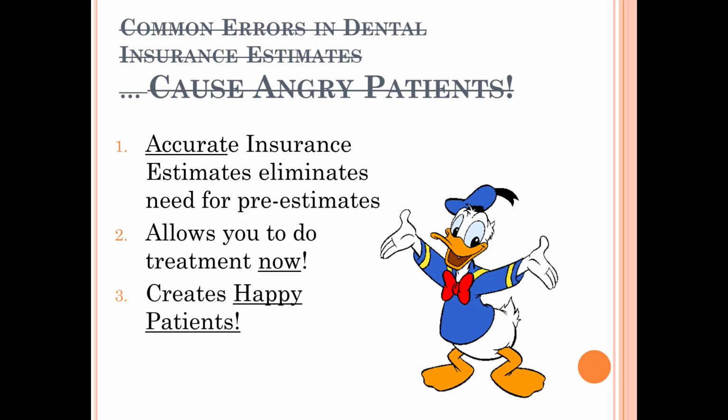We don't want angry patients, we want happy patients. And you do that by accurately estimating your insurance, having your fee schedules correct in there, and understanding, even with my confusing explanation, how those posterior composites are covered. You don't have to pre-estimate, because you can do an accurate pre-estimate in your office. It's just that a lot of people don't know how to do it. Sending out pre-estimates costs you about 40% of your production. So by not sending out pre-estimates and doing accurate estimates in your office, you do more treatment. You can do same-day dentistry, and you create happy patients.